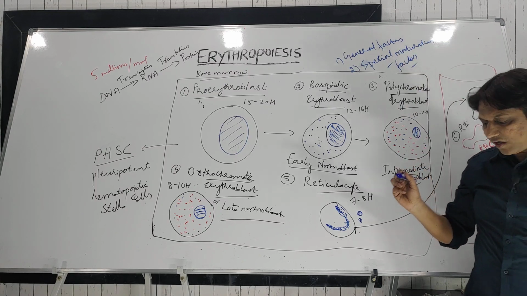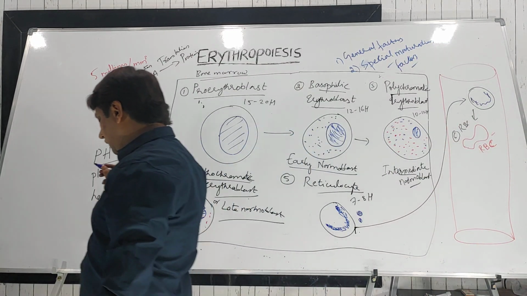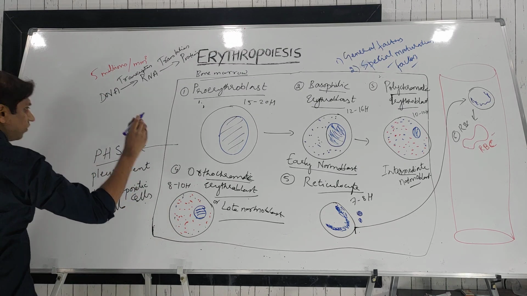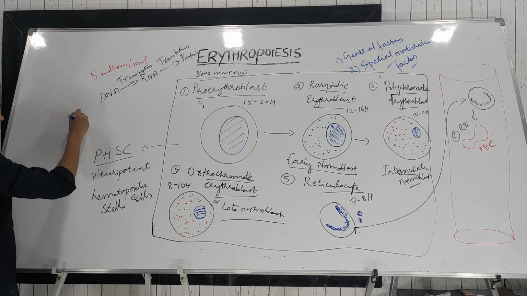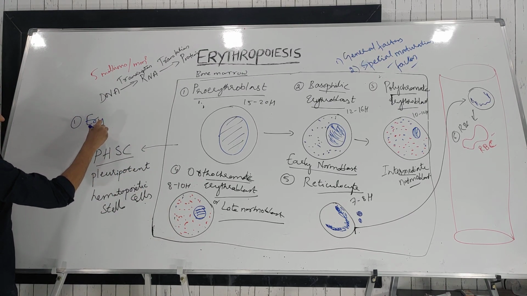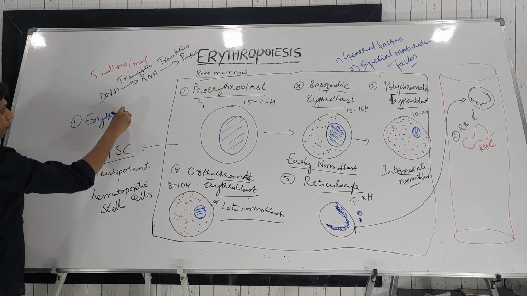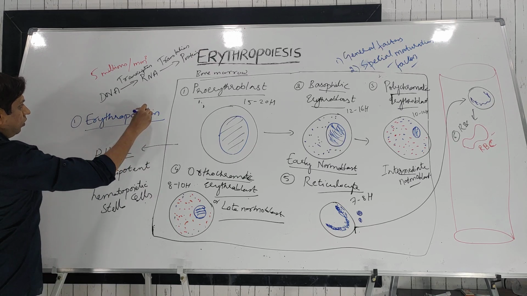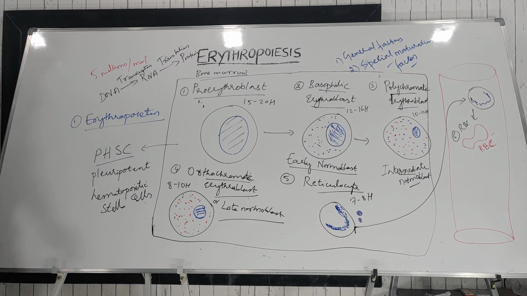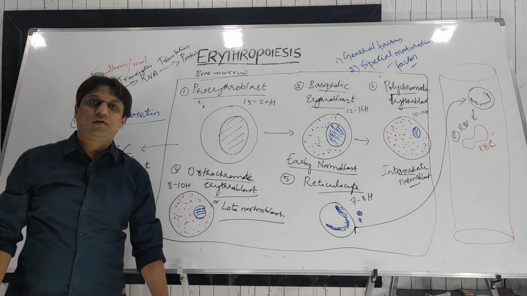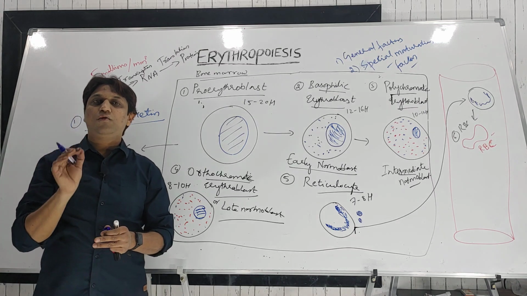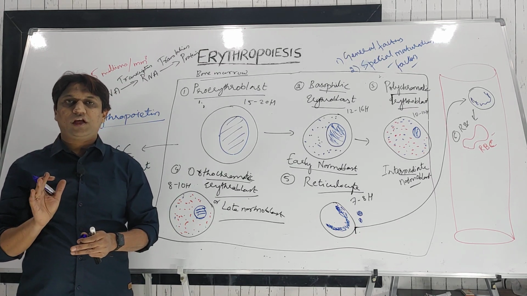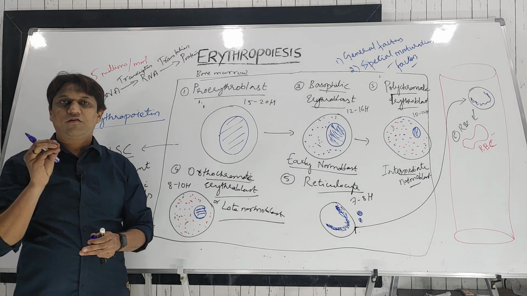So in the general factors, the most important chemical or hormone which is essential for this process of erythropoiesis is, remember, very important, erythropoietin. Remember this chemical, it's a hormone, erythropoietin. It's secreted in the kidney. From where exactly in the kidney? Peritubular capillaries.